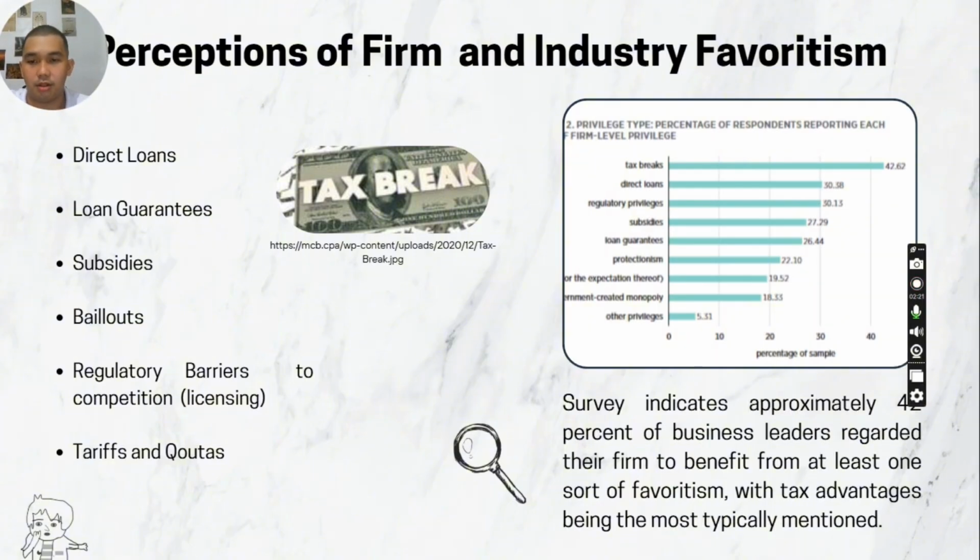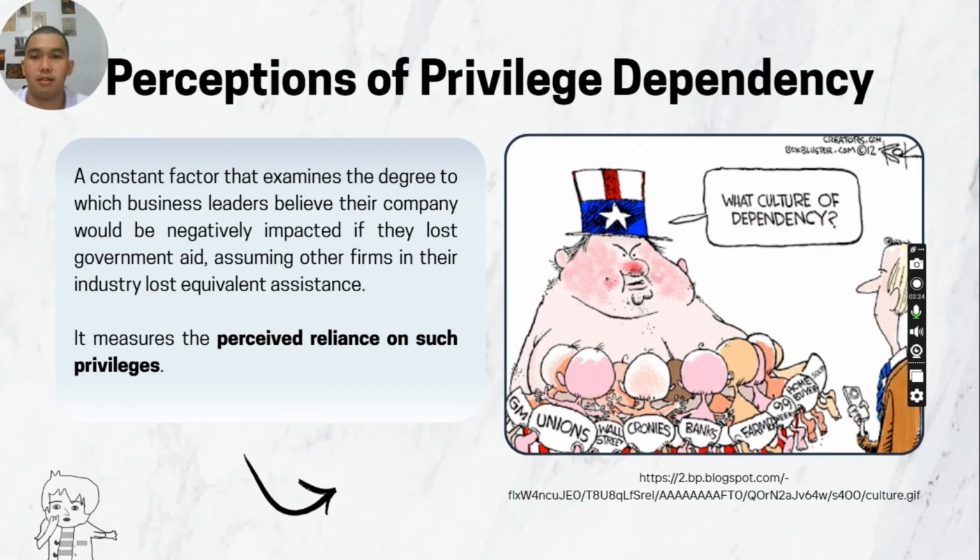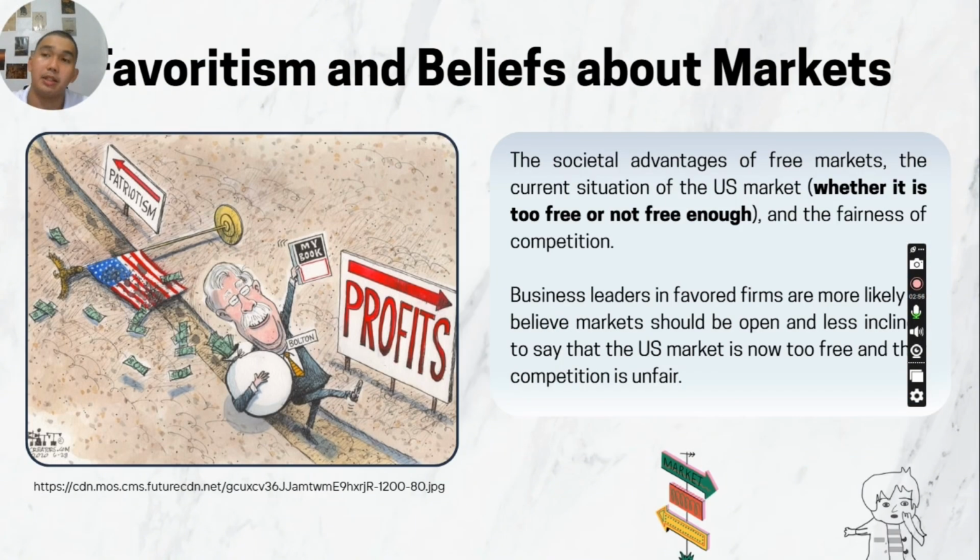So next one is the perceptions of privilege dependency. It is a continuous variable that assesses the degree to which business leaders believe that their firms would be negatively impacted if they lost government assistance or support, assuming that other firms in their industry also lost similar support. This measure captures perceived reliance on such privilege. The concept of the money goes, the people go. And next one is favoritism and beliefs about markets.